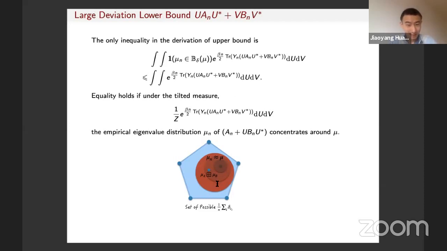I want to mention that if you take Y_n to be 0, so you don't do any tilting, then μ_n is concentrated on the free convolution. So this trivially gives you the large deviation at the free convolution point, and we get I equals 0 here.